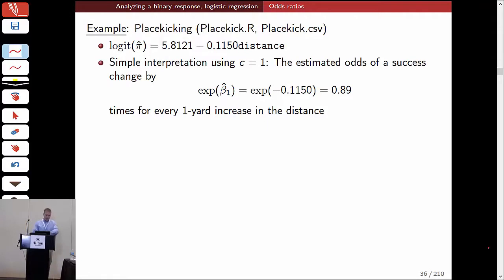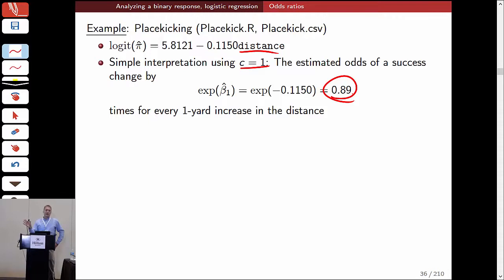Okay, so let's go back to the placekicking data example. And we're just going to simply work with the model that has just distance in it, just to make these a little bit easier. And let's say that C is equal to 1. So what that means is, for football fans, a 1 yard increase in the distance. Well, then the estimated odds of a success change by e to the 1 times that beta hat 1, or in other words, 0.89 times for every 1 yard increase in the distance. That's a very, very, very simple interpretation.